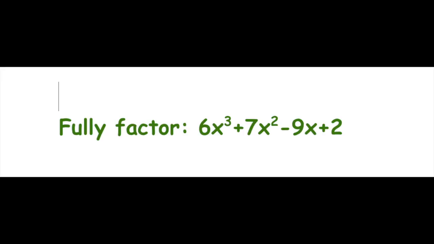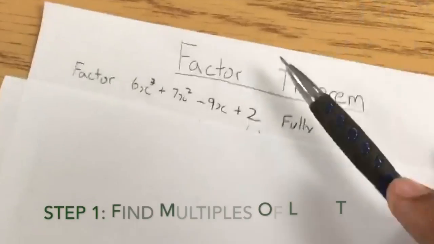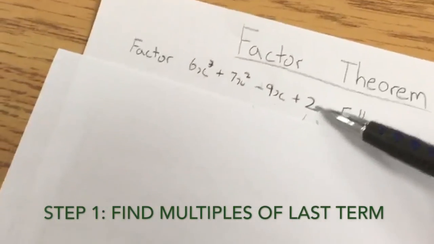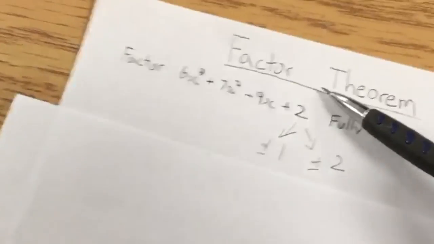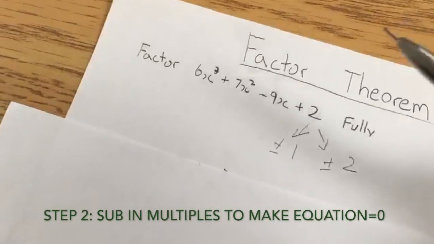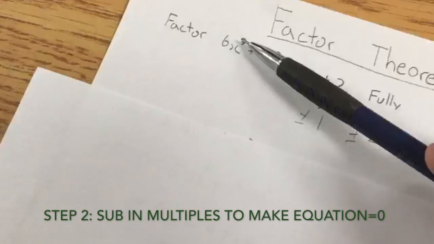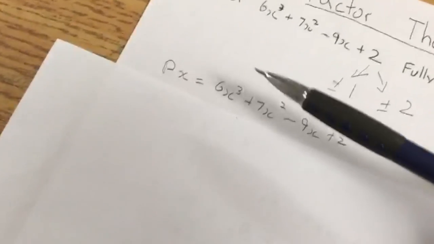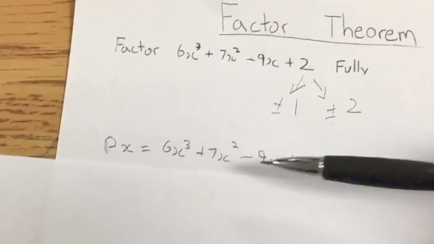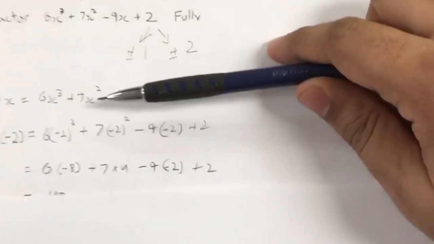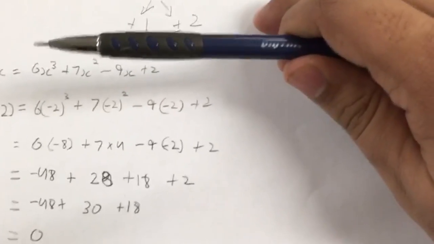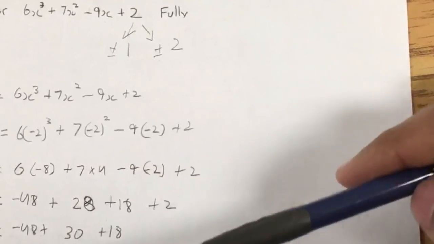So we're going to fully factor 6x cubed plus 7x squared minus 9x plus 2. So first we need to find the factors of 2. So the factors are plus minus 1 and plus minus 2. Then we sub in, so let's take negative 2. We sub in negative 2 as x. So P(x) equals 6x cubed plus 7x squared minus 9x plus 2. We sub in negative 2 as x, as you see, and then we expand the brackets and multiply, and we get 0. So that means this is a factor.